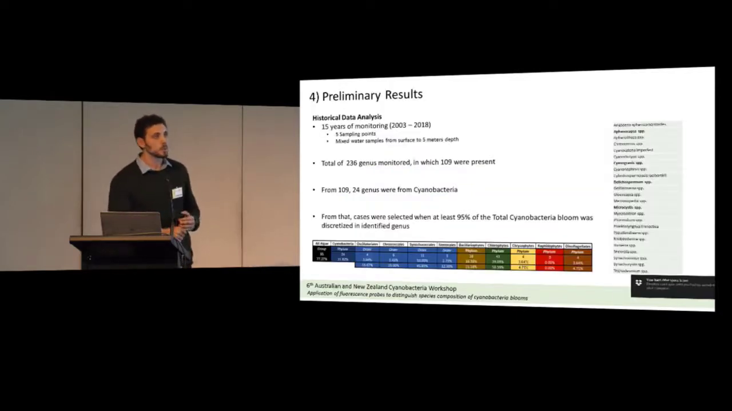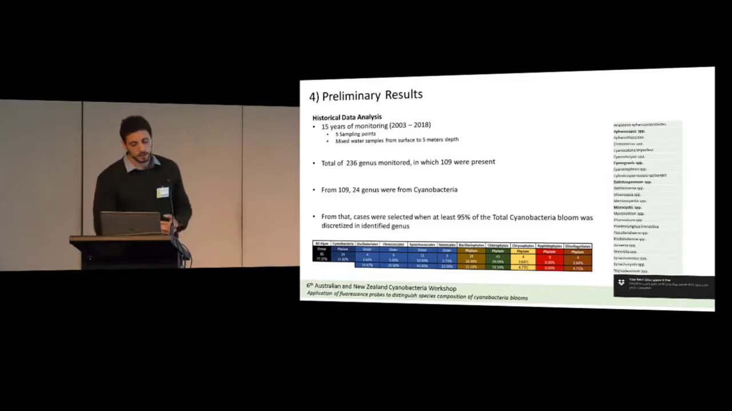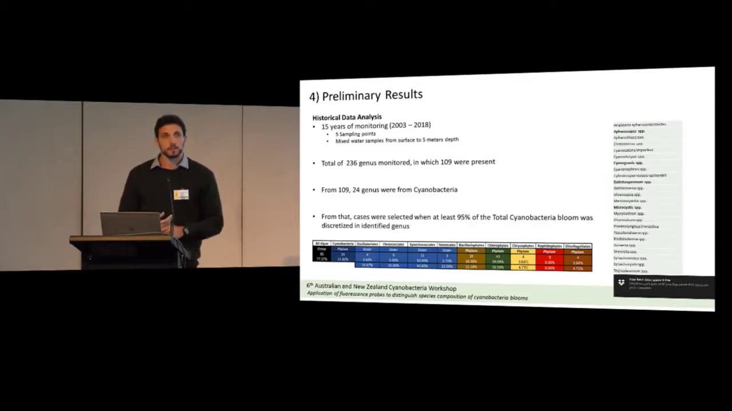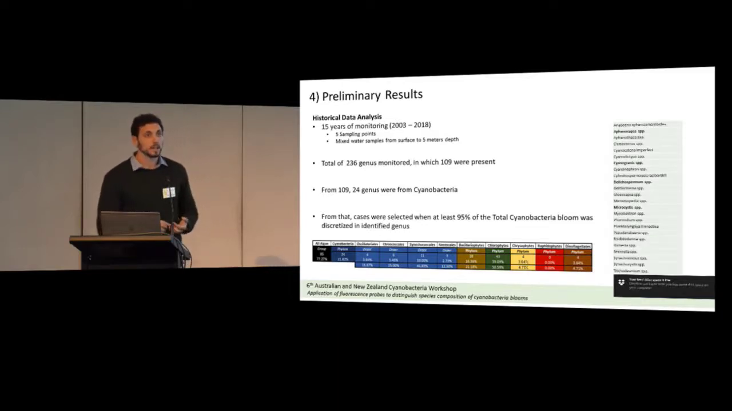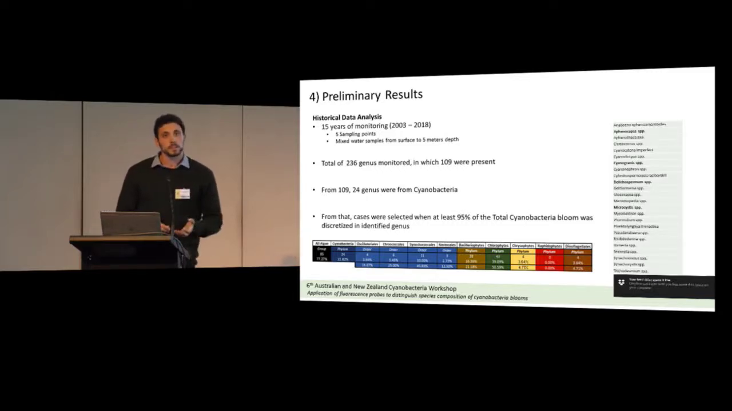So going a little bit towards what we already have seen so far, the preliminary results, just starting by giving a brief overview of the data, we have 15 years of monitoring, ranging from 2003 to 2018, with 5 sampling points across the lake. In regards to cell count data, which was the one that was mostly analyzed so far, there were a total of 236 genera monitored, from which 109 were at least once detected. From those 109, 24 genera belonged to the Cyanobacteria phyla, and in terms of order taxa, the Synechococcales were the most abundant among them.